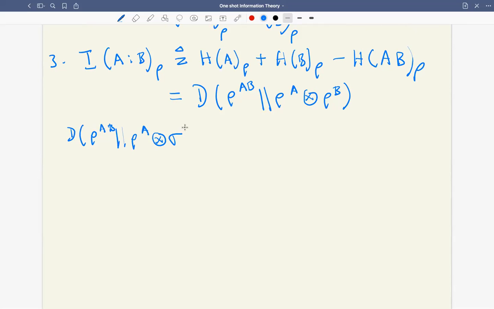In this proof, you will see the power of the tensor product notation and all the identities. This is first of all the definition of rho AB.